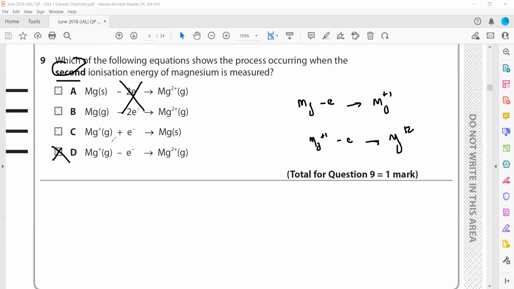The negative sign means loss or removal of an electron, or I can also write that magnesium +1 changes into magnesium +2 ion by loss of an electron. So that is the same thing.